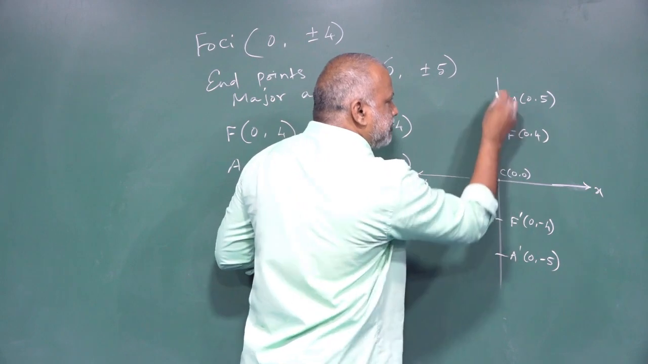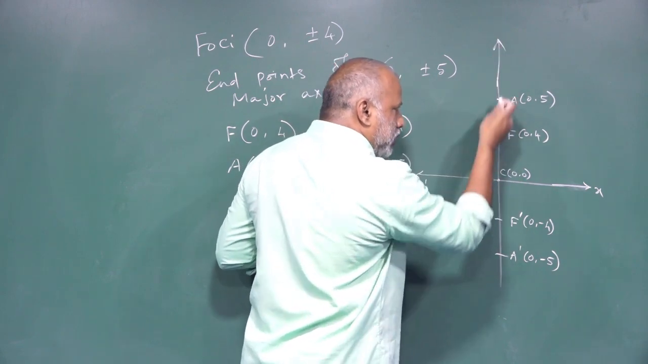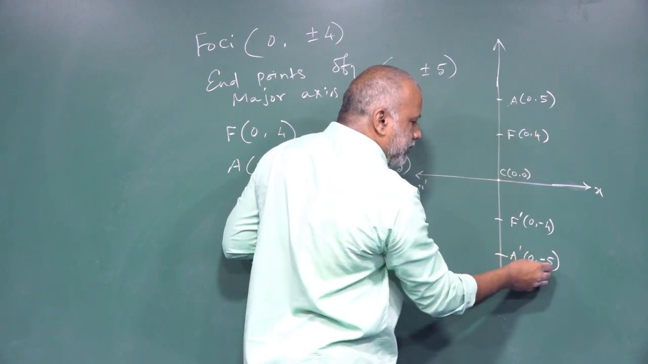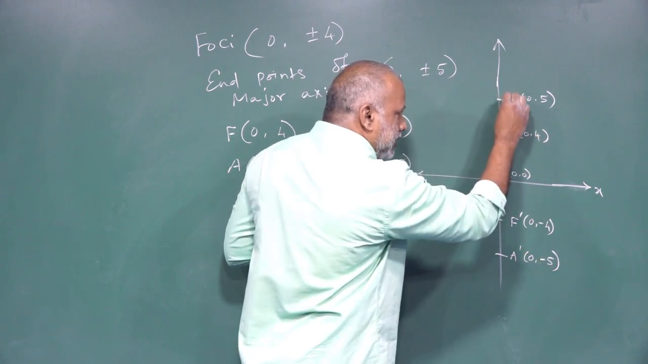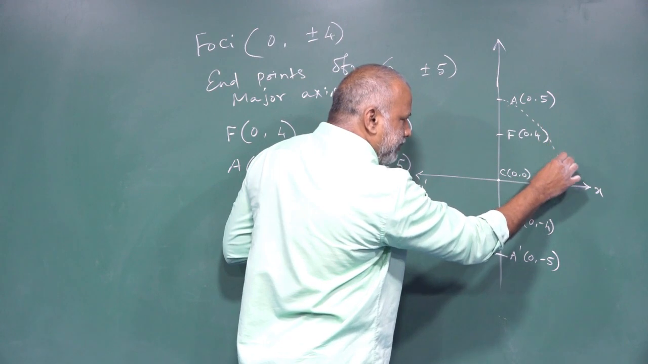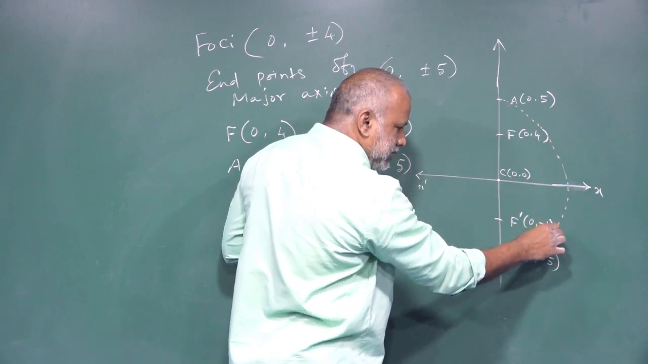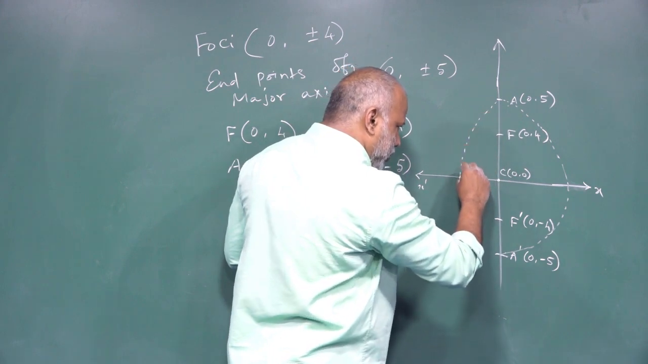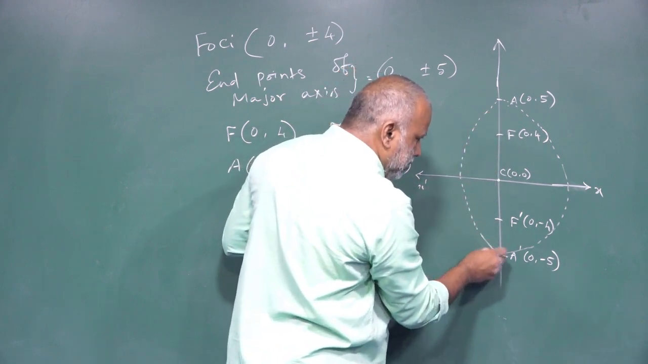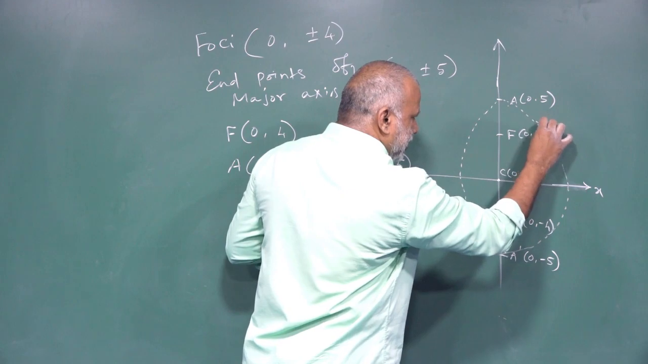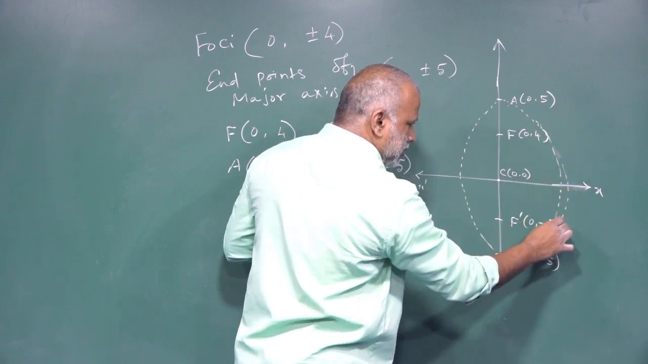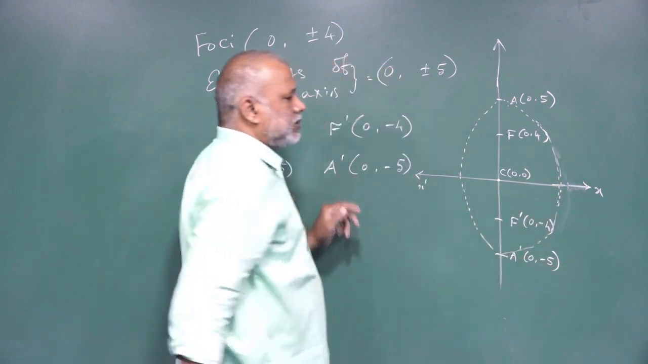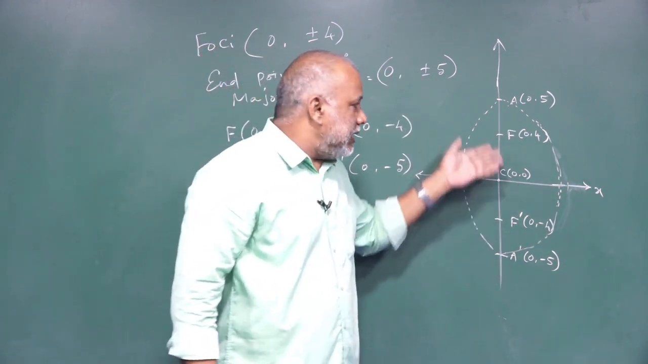So, always I am explaining. See also the midpoint of A and A dash. Therefore, here A is (0, 5) and A dash is (0, -5). Therefore, the ellipse passes through the vertices. So now we are able to work out this ellipse must be this type only. See, what is the type?